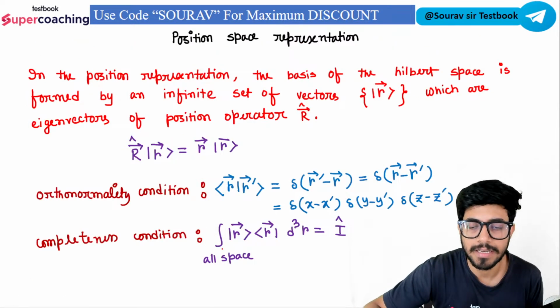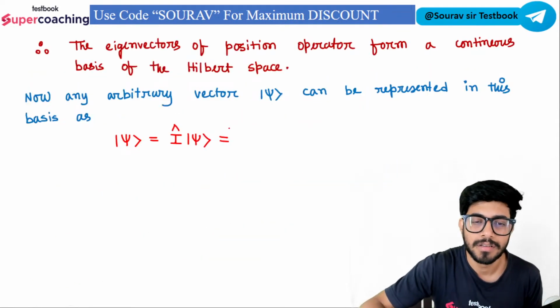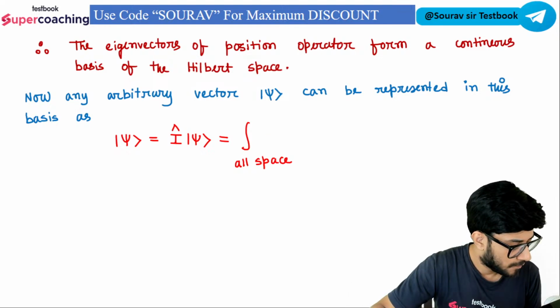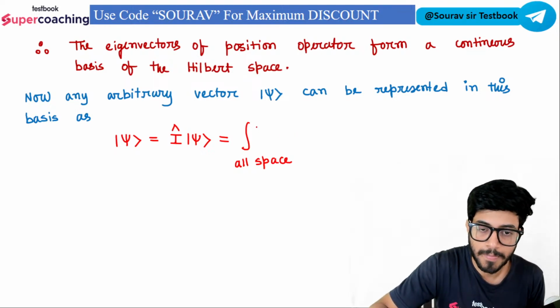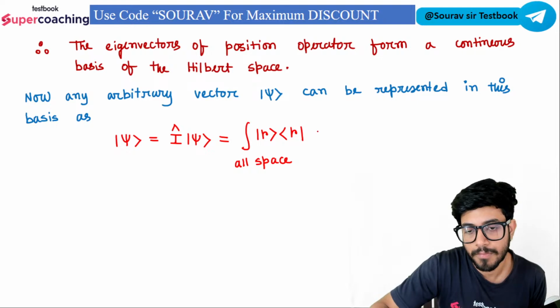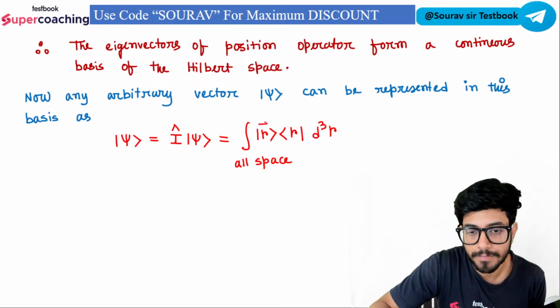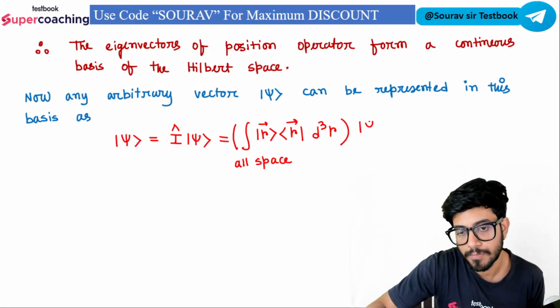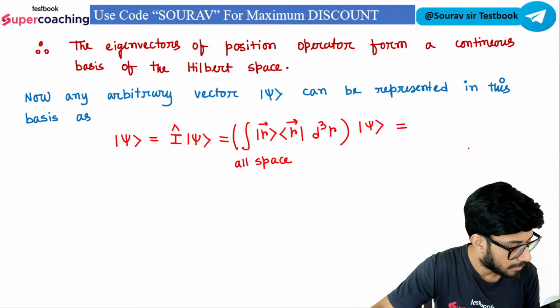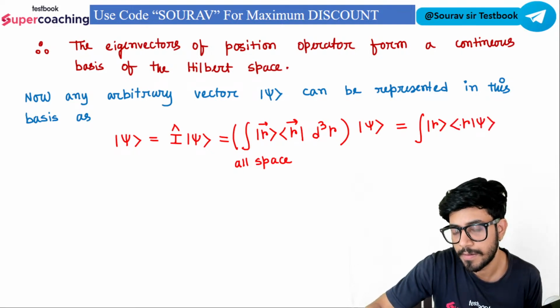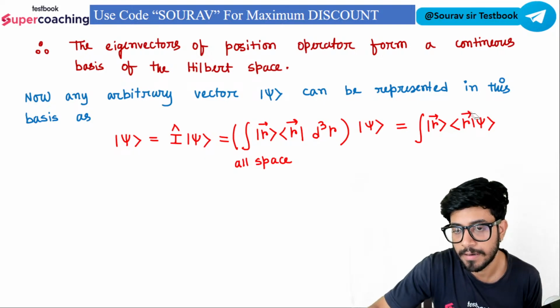Here I cap can be written as the integration over all space of r dq bar, this entire thing into psi, which should undoubtedly mean that here you must get r vector into r into psi and then dq bar.